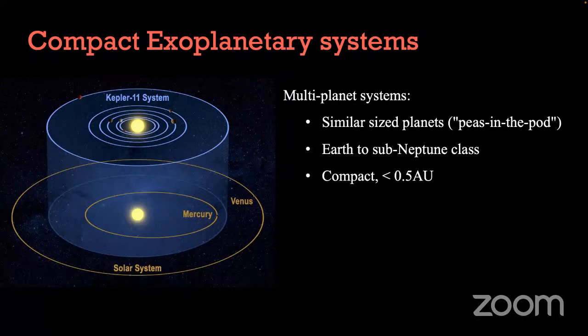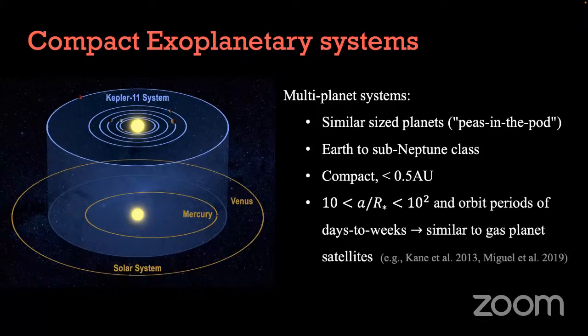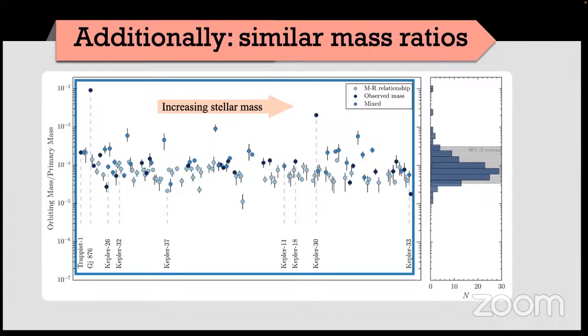They are compact. Most of the system is within the orbit of Mercury, and their orbital periods resemble more the orbital periods of satellites around gas planets rather than our planets around our Sun. But I also want to emphasize an additional characteristic that is unique to these systems, and that is seen if we look at the total orbiting planetary mass and divide that by the primary stellar mass. You can see that there is this common mass ratio.